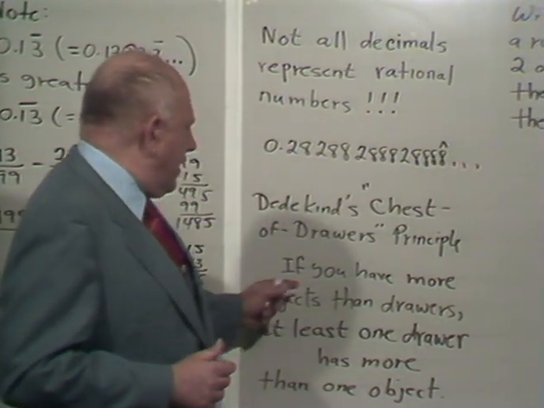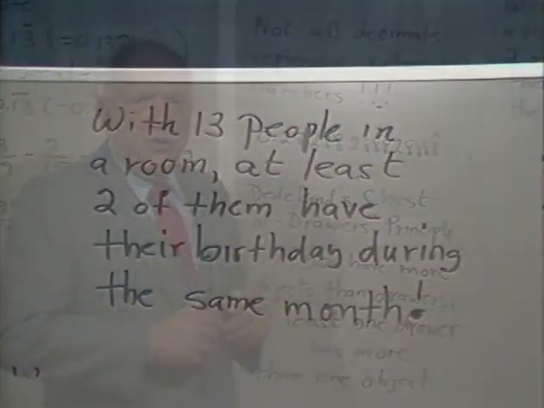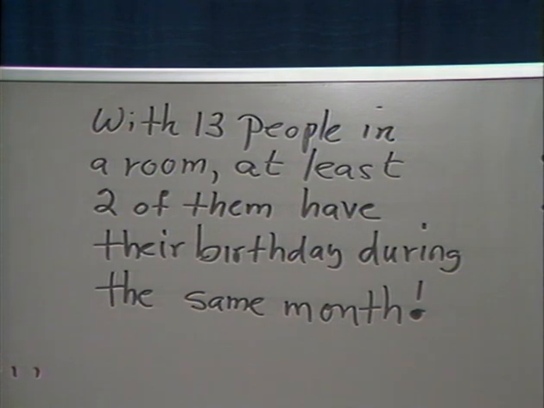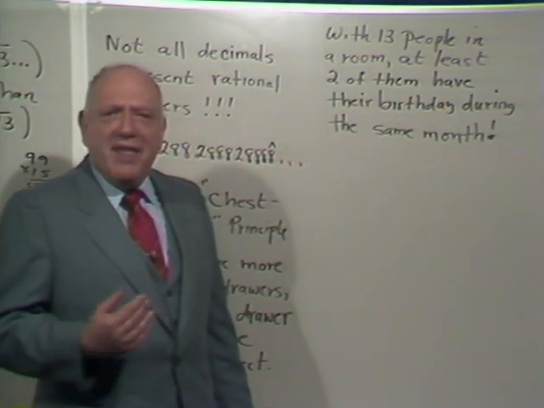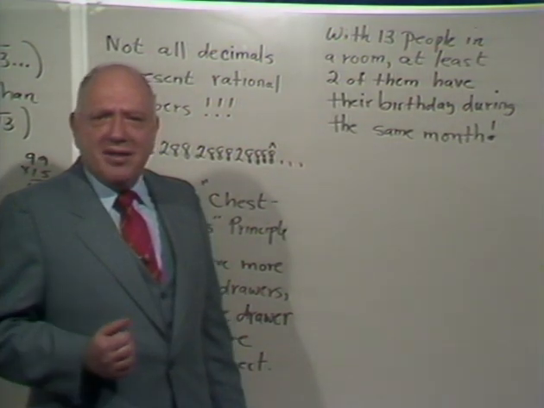Here's a more dramatic example. Suppose you have 13 people in a room. Without looking, you can bet that 2 of them celebrate their birthday during the same month. Why is that? Because there are only 12 months in the year. If all 13 people celebrated their birthday in a different month, there would have to be what? 13 months.